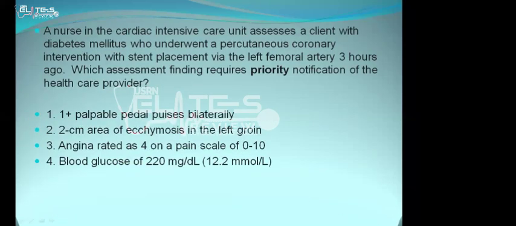This is the question. Did you say bilaterally? Plus 1, so 1 plus palpable. So it means there is a palpable pulse, but the volume is 1 plus. Pedal pulses bilaterally.